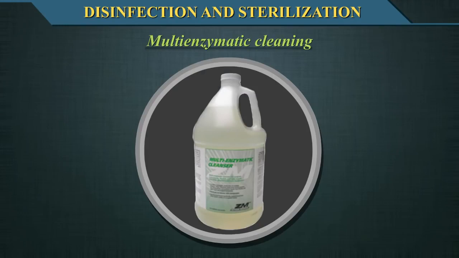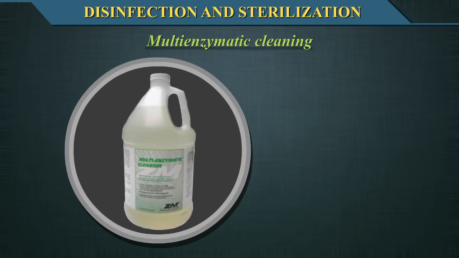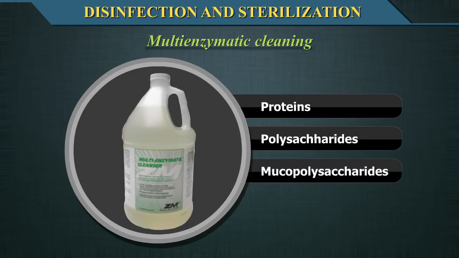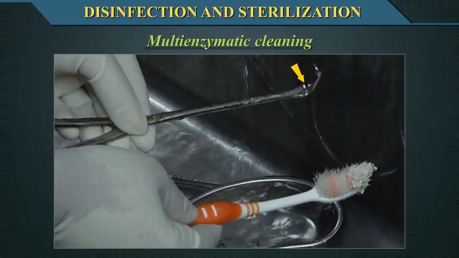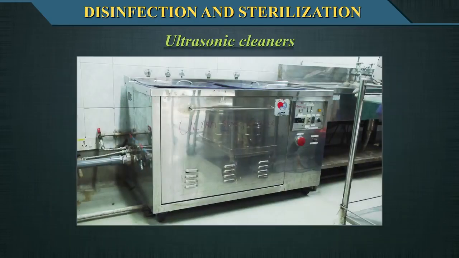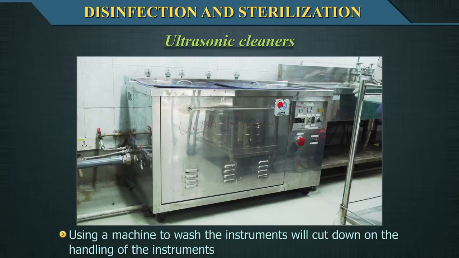Multi-enzymatic cleaning: they are better than single enzyme cleaners as they contain multiple enzymes which digest proteins, polysaccharides, mucopolysaccharides, and lipids. It is thus effective in removing traces of biomaterial sticking to the instruments and may even be used in ultrasonic baths. Ultrasonic cleaners and automated washers are recommended for cleaning basic instruments that can withstand this process. Using a machine to wash the instruments will cut down on the handling of the instruments.